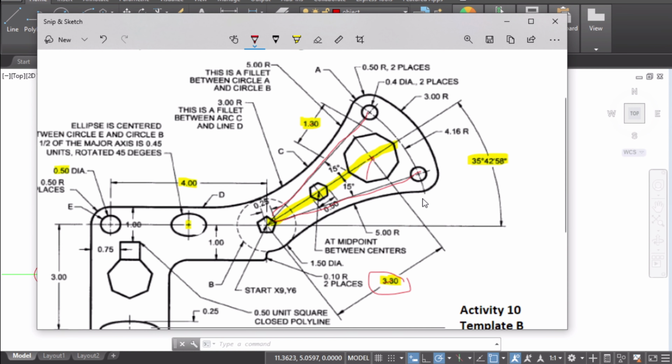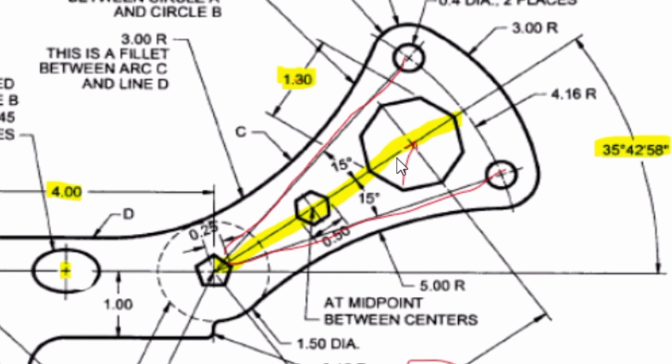So for these 2 lines, what information do we have? These 2 lines are at an angle of 15 degrees from the center axis. So that's all the information that we have. So we can draw those lines at an angle of 15 degrees, and then we can find these 2 centers by simply plotting this radius of 4.16.